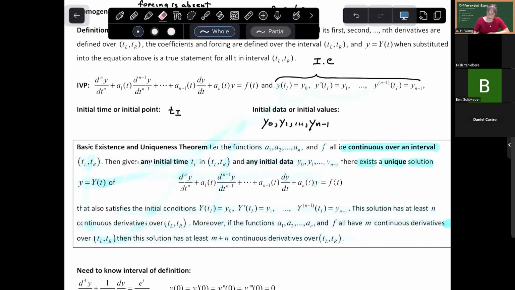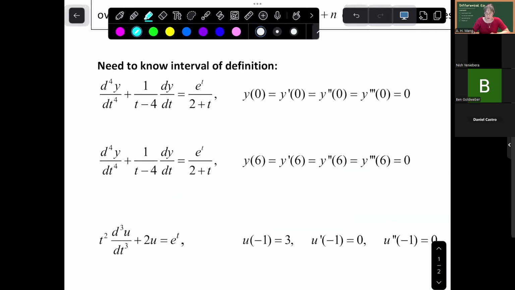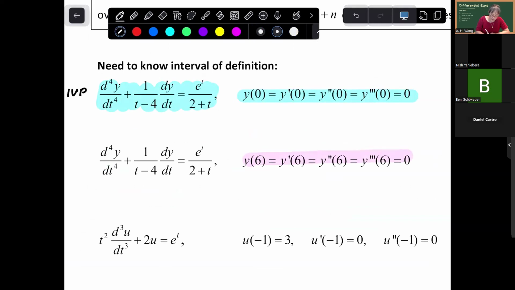So let's go ahead and practice very quickly and see how we use this. What you do is figure out the interval of definition. Can everybody see here? You have this differential equation, the same differential equation over here, but with different initial conditions. Different initial conditions make a different initial value problem. So here's an initial value problem, and here's another. Same differential equation, just different initial value problems.